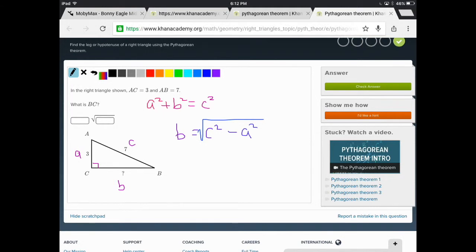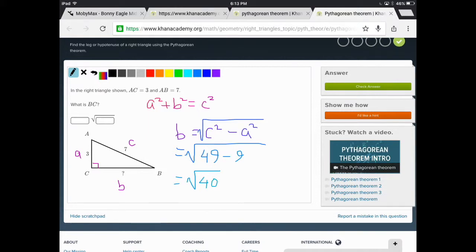Now we just plug in the values we're looking for. So we're looking for b. We've got that is equal to the square root of 7 squared. 7 squared is 49, minus a squared, and that's 3 squared is 9. So we've got the square root of 40. And it seems that Khan Academy is perfectly happy with us putting in 40.